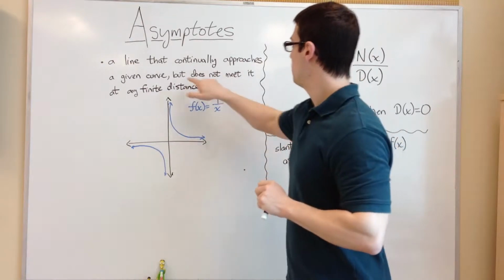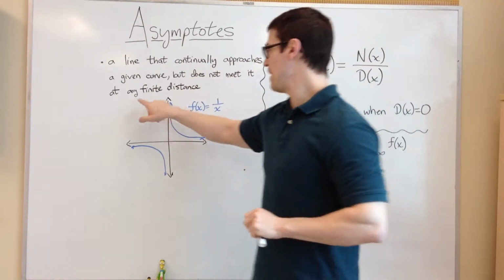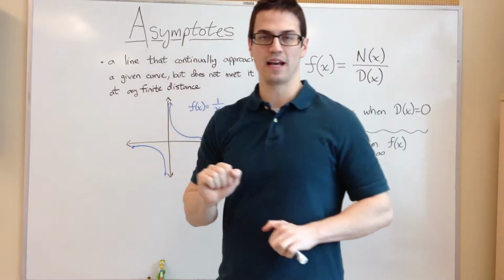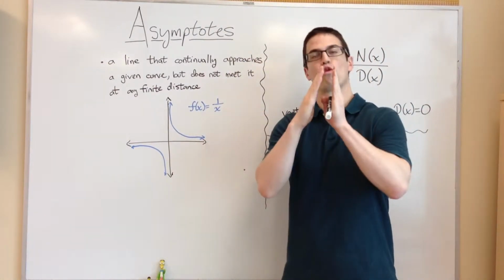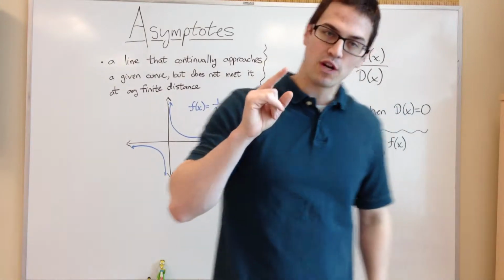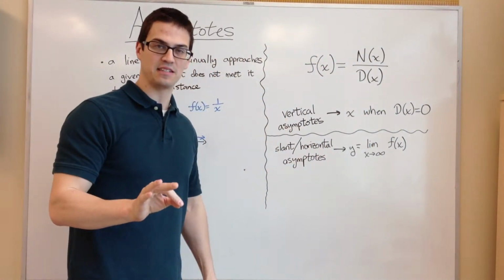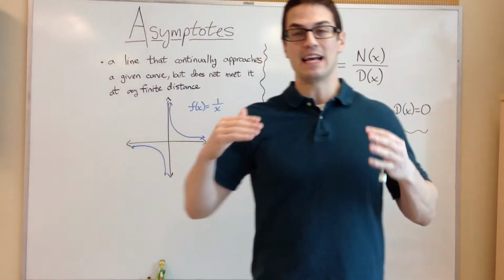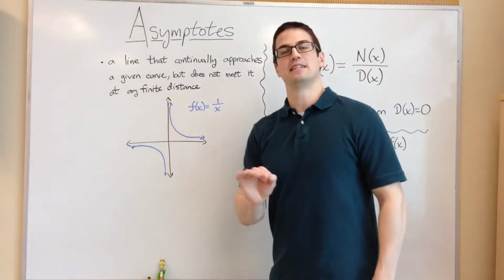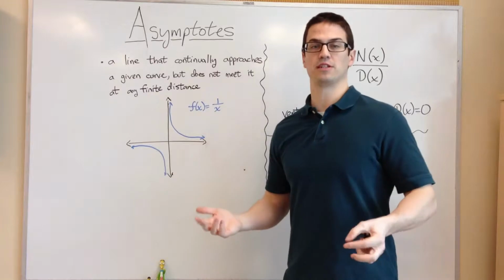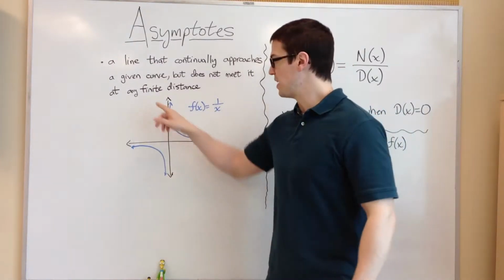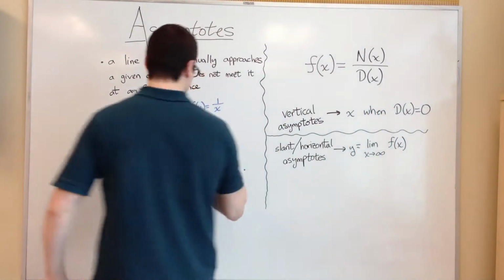But does not meet it at any finite distance. That's really important. At any finite distance, it is never actually going to cross it. They're never going to meet. And what's important about saying the whole finite distance thing is because it does actually reach it at infinite distance. If we could actually reach infinity, it would actually cross. But since we can't, you have to write at any finite distance.